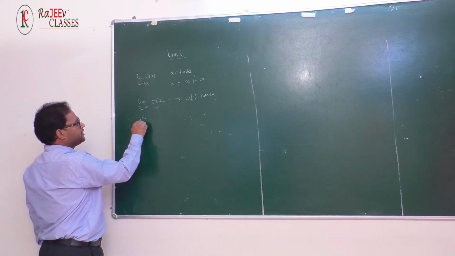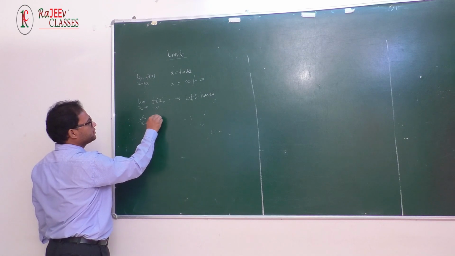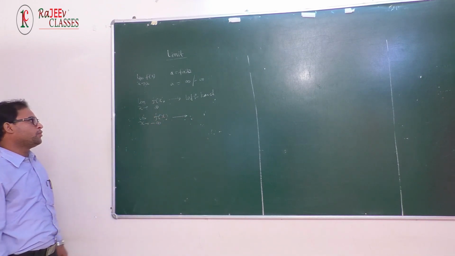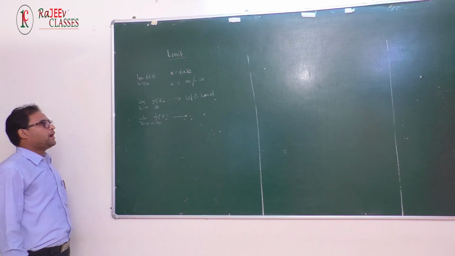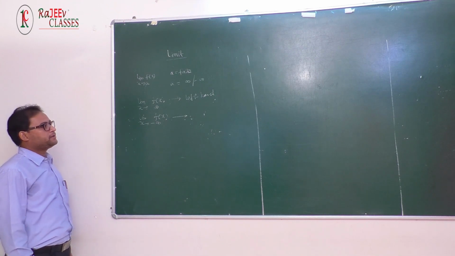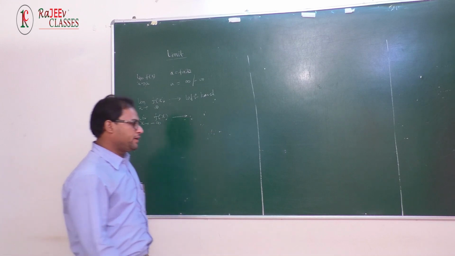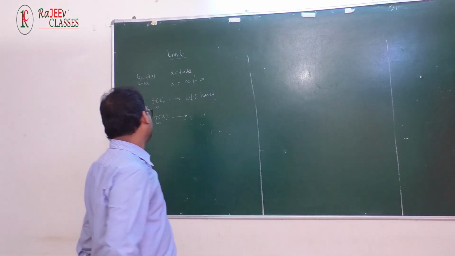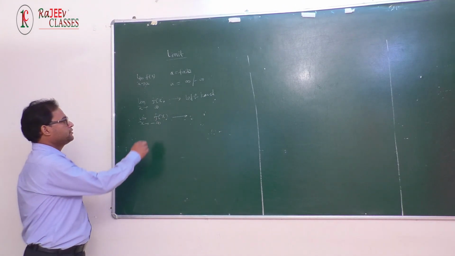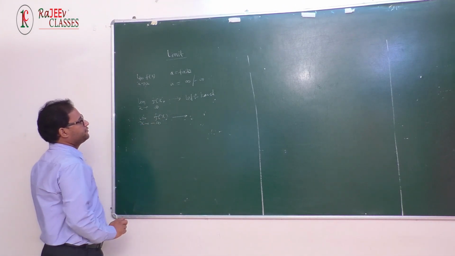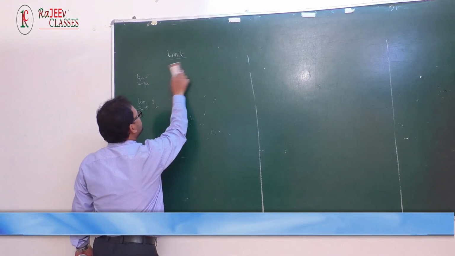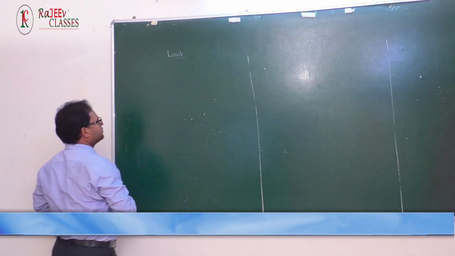And when we say limit x tends to minus infinity, f(x), it means that we take the right hand limit of this function when x assumes a very large negative number. When x assumes very large negative values, then we take the right hand limit of this function, limit x tends to minus infinity, f(x). Now, some important results that we use in case of limit.